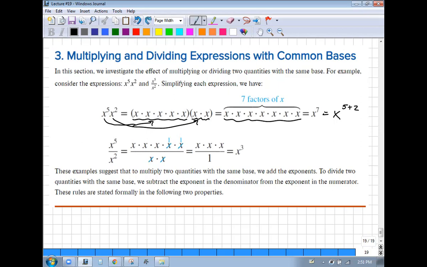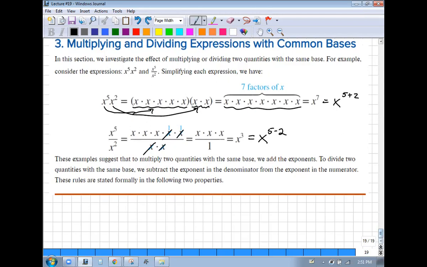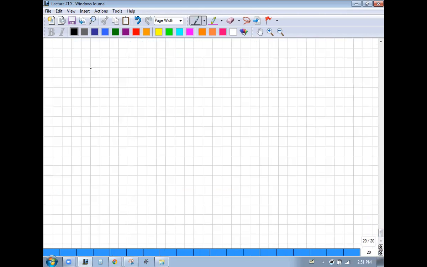That was one of the first rules I gave you. This one, you have 5 x's on top, 2 on the bottom, and so you can cancel out 2 of these and you end up with x to the third. Well, that is 5 minus 2. So if you're dividing, that's like having a negative exponent. They're focusing only on positive exponents. Well, a negative exponent just means divide.